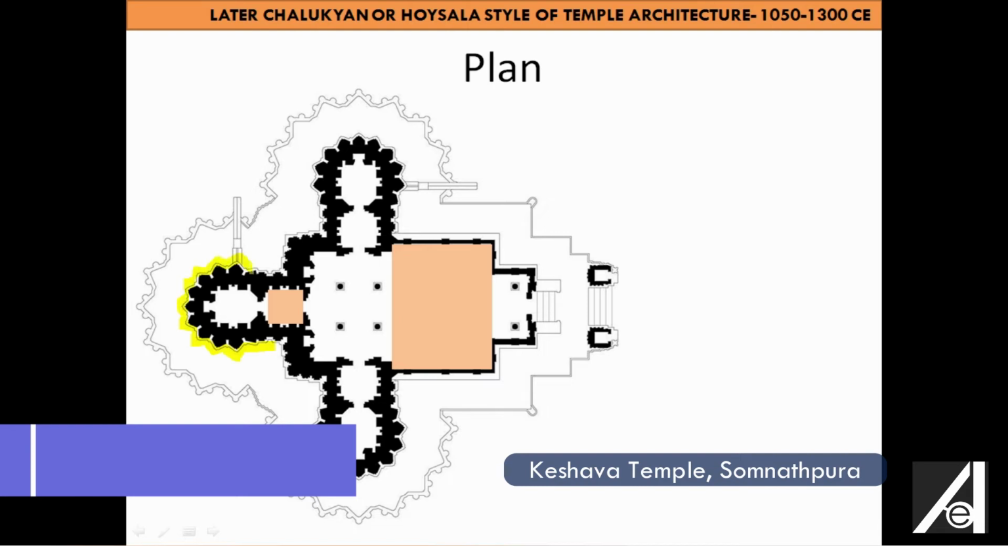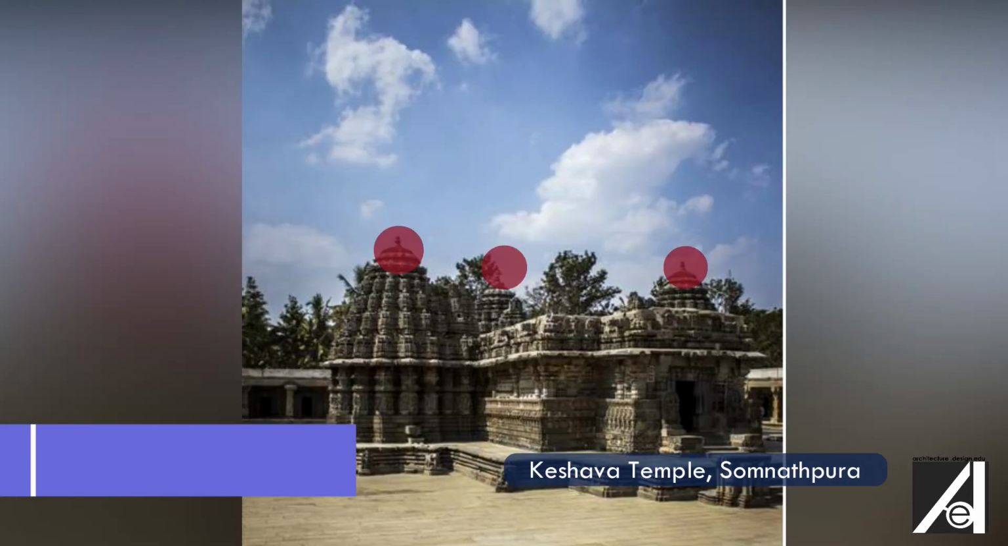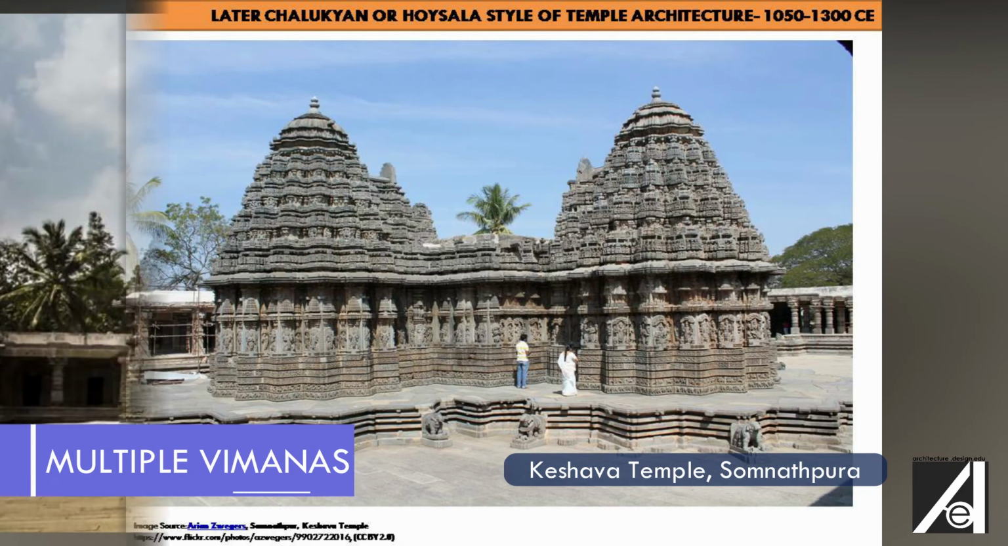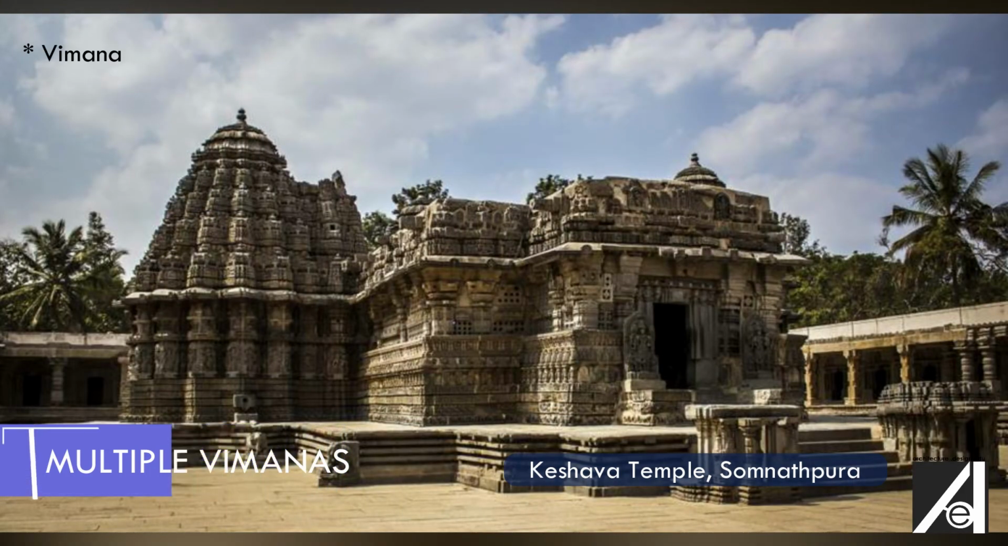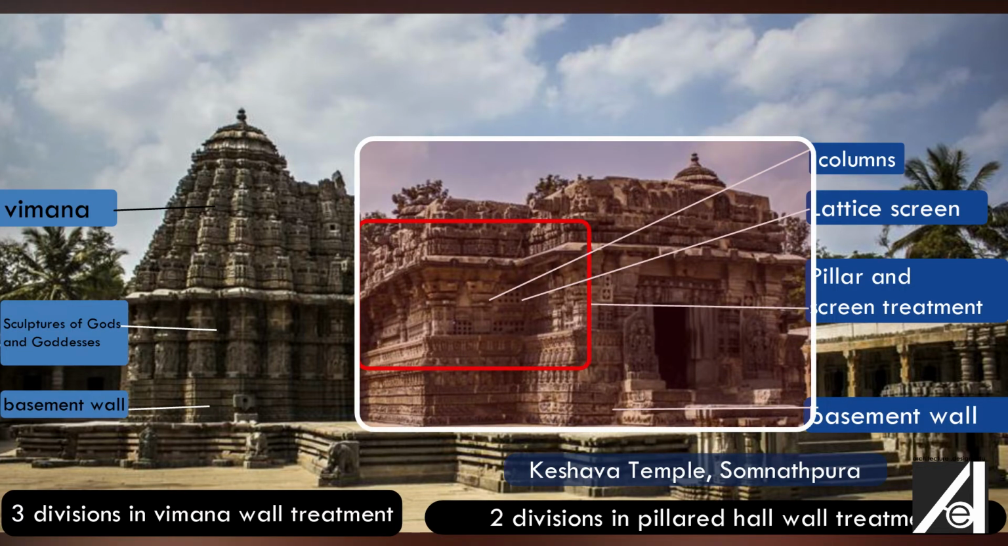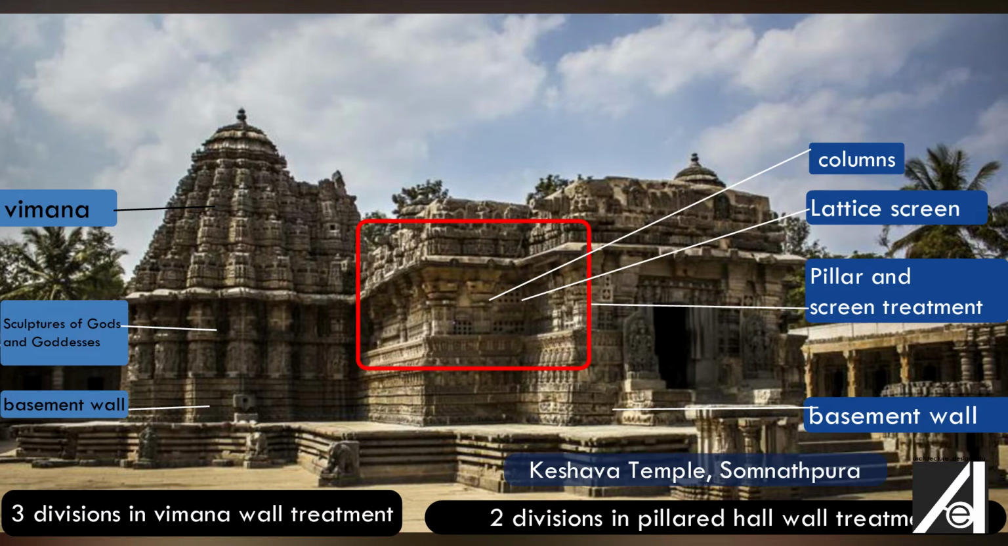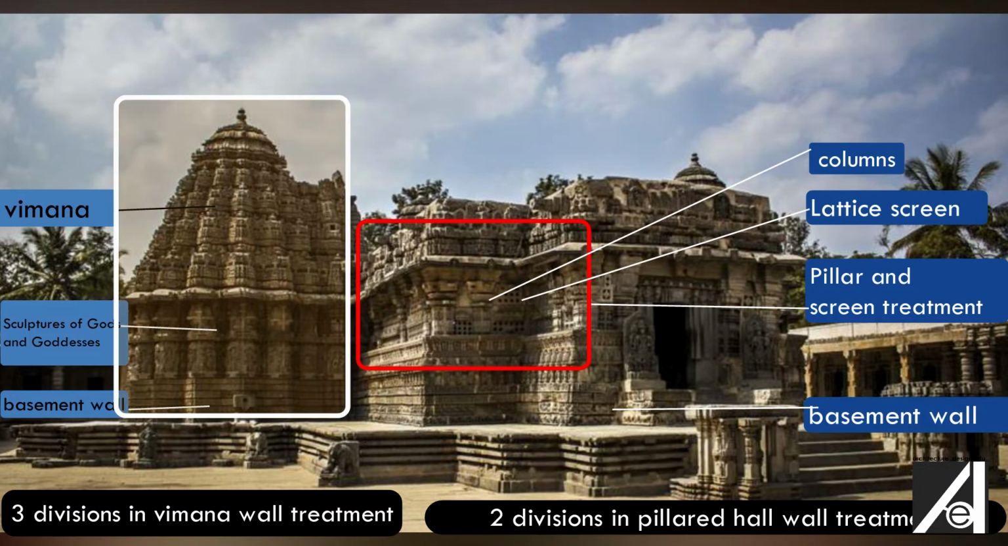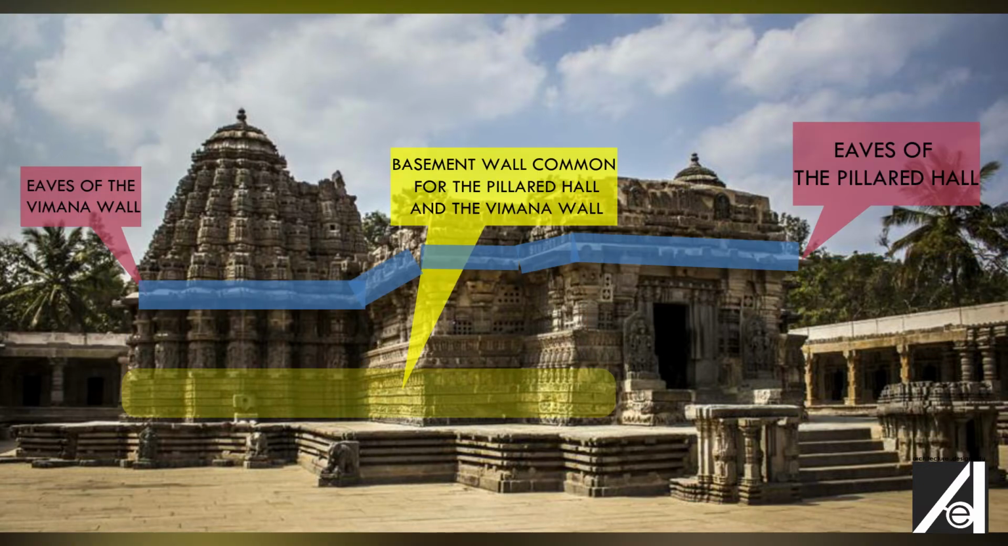Now as there are multiple cellas, that is multiple Garbhagrihas, from outside one can find multiple vimanas or multiple towers over the Garbhagrihas. So multiple shikharas are yet another distinctive feature of the Hoysala temples. Now let's see the wall treatments in the Hoysala temples. There is a different treatment for the pillared hall, and a different treatment for the walls of the Garbhagriha and the Vimana. But they share the same basement wall and the same wide cornice.